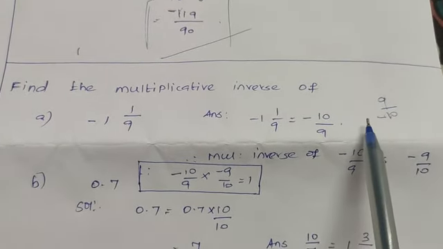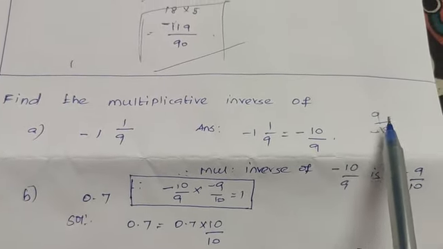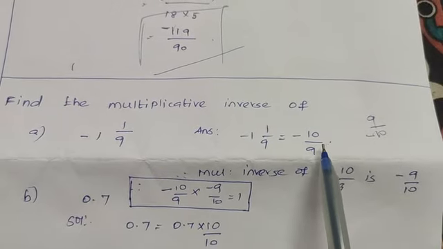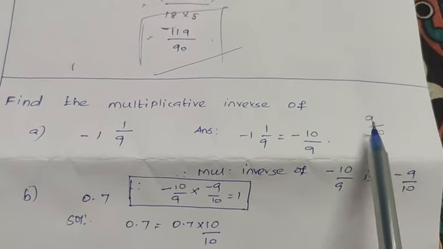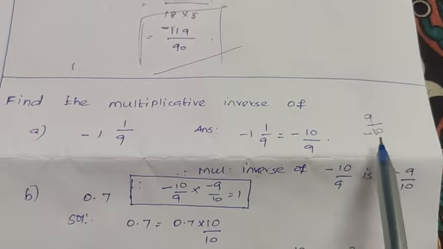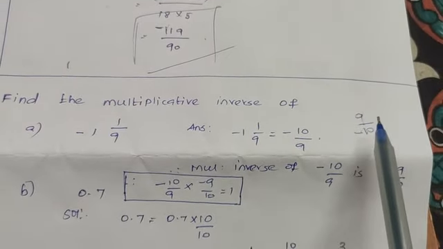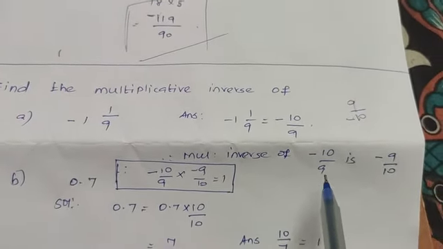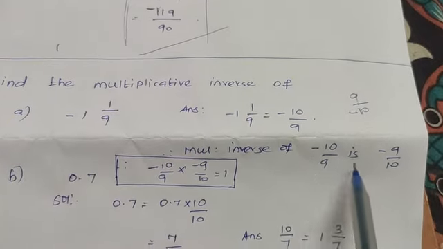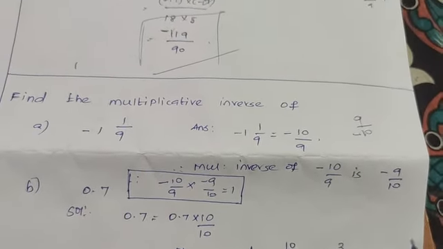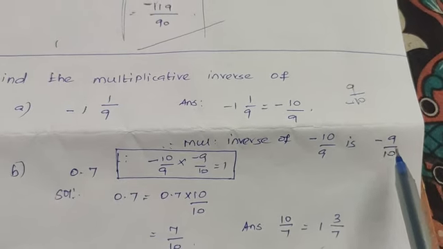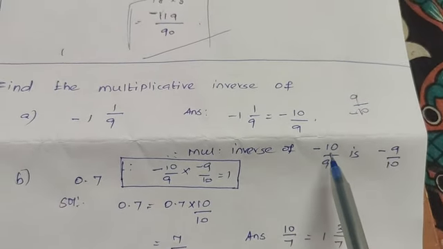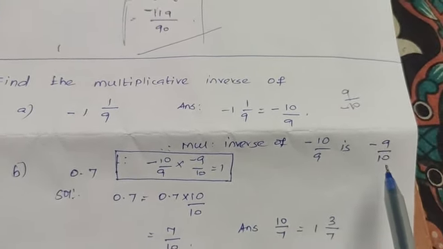Now write this number with numerator and denominator swapped: 9 divided by minus 10. We can write the reciprocal as 9 by minus 10. Now the standard form of this 9 by minus 10 is minus 10 by 9. Now the multiplicative inverse of minus 10 by 9 is minus 9 by 10. Minus as it is, 10 by 9 reciprocal is 9 by 10.